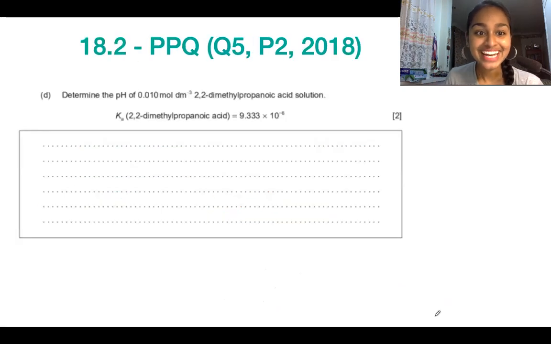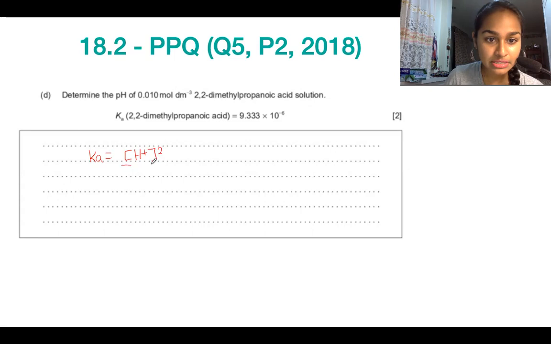All right, last but not least then, so this is a paper 2 question from quite a recent paper. So this is your 2018 paper 2, and we're looking at question 5. So you've been asked to find the pH of 0.01 moles per decimeters cubed of an acid solution, and you know the Ka. So whenever I see a question like this, I'm always going to start out by writing my formula for Ka. That's always a good place to begin when you're dealing with weak acids and weak bases calculations.